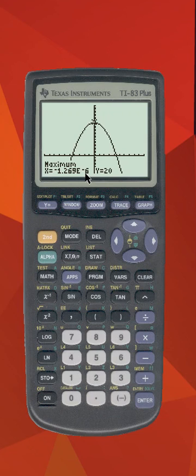I suspect newer calculators may be smarter than an old TI-83. So if you have a newer version of this calculator, then it may not do this anymore. But for older versions, TI-83s, 84s, we go -1.2 times 10 to the -6, that's 0. So the maximum point here occurs at 0 and 20. If you have any questions about finding maximums, please let me know.